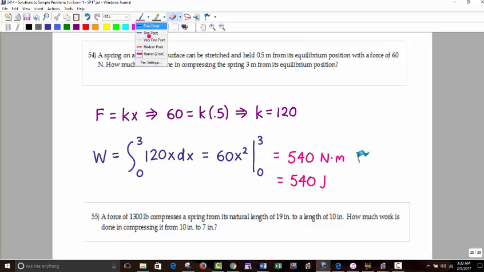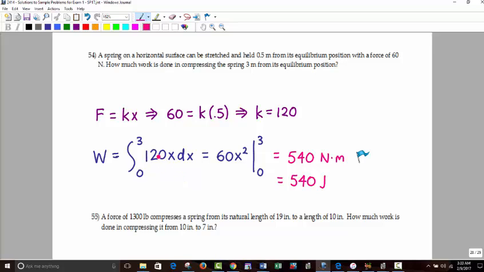So we're not worried about stretching and compressing anymore. The 60 Newton force will equal K times 0.5, so that means K would equal 120. That's the proportionality constant we need. So our force function is 120x dx.